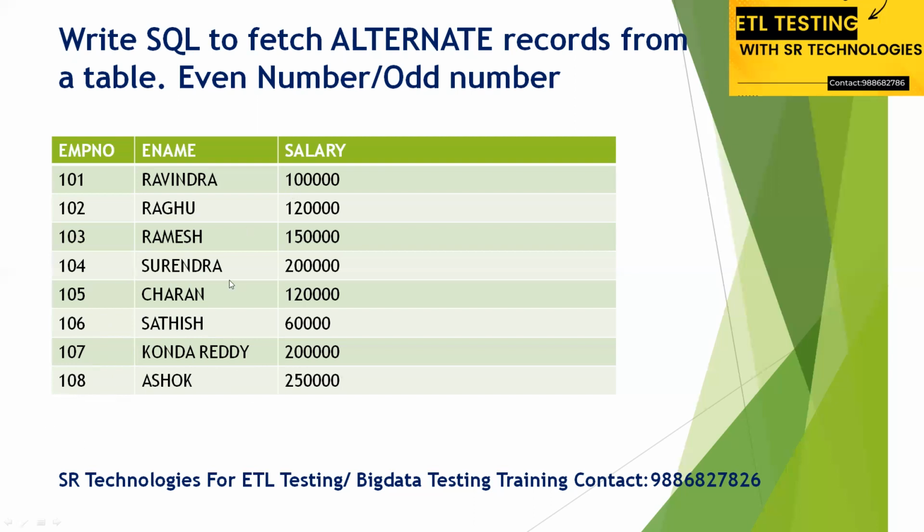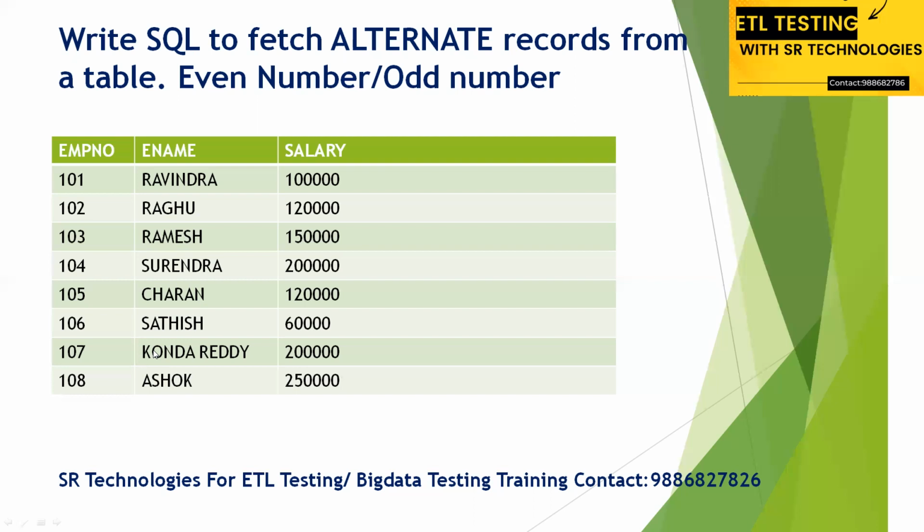We have data like this, but what is the expectation is, first Ravindra should come, after that Ramesh should come, after that Charan, nothing but an alternate record. One is even record, another is odd record. Even records means 101, 102, and 104, 106, and 108. Odd number means 101, 103, 105, and 107. This is the expectation which they are going to give you as part of the question.